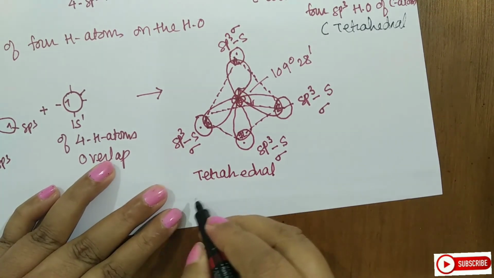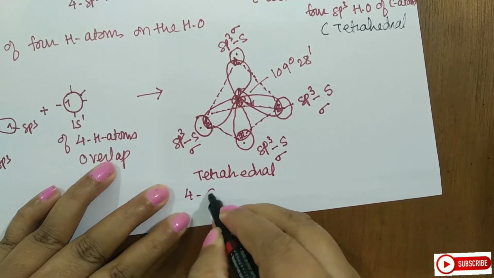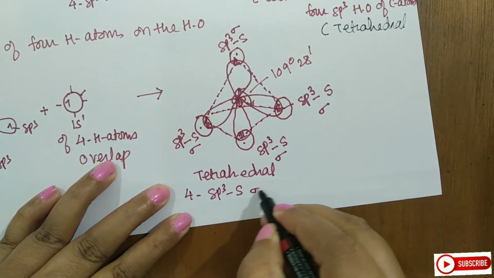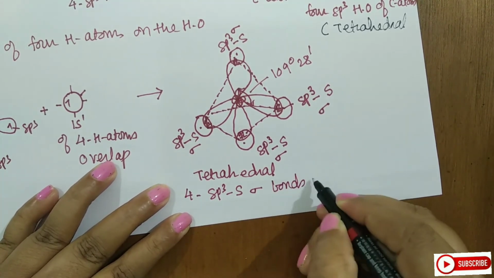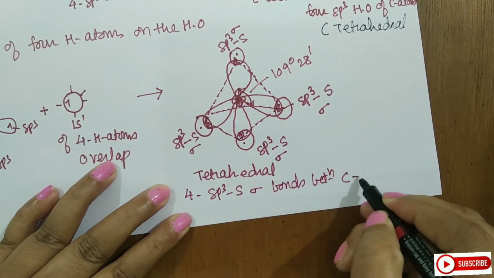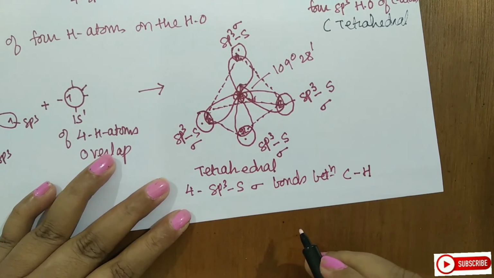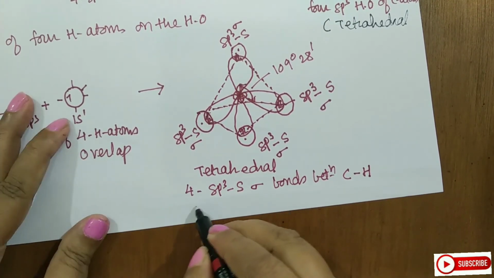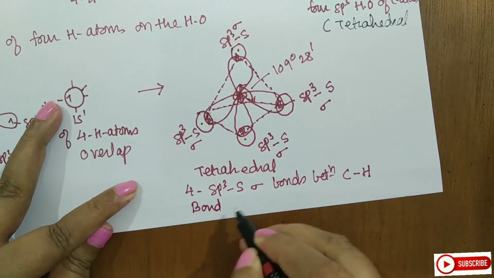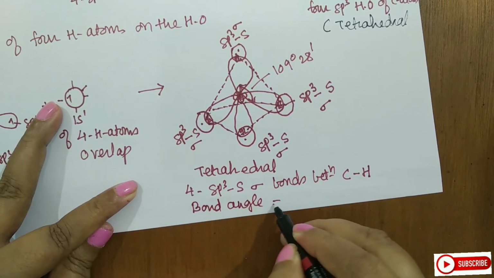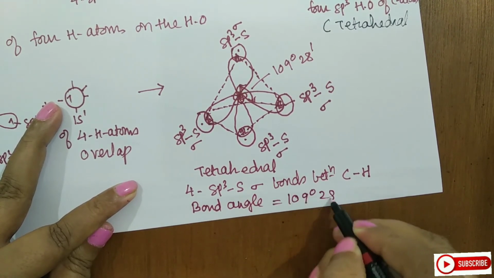How many bonds are there, student? There are 4 sp3-s sigma bonds between carbon and hydrogen. And the bond angle is 109 degree and 28 minute.